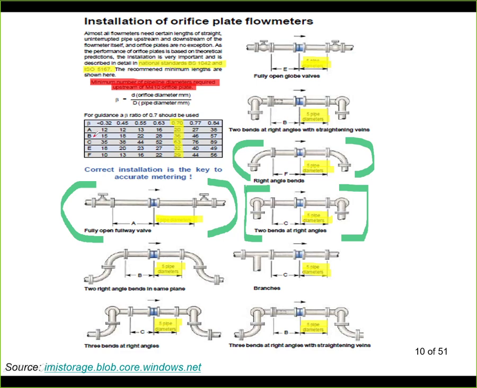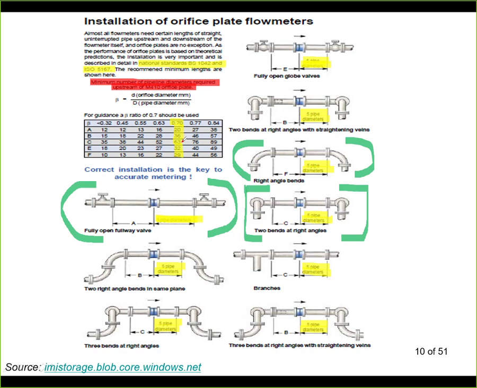For example, if we have this configuration, case C, we have the orifice plate here, and we have two bends at right angles. So the pipe goes like this, and then it goes to the front and then goes to the bottom. And in this case, the minimal distance of this straight section is 63 times the pipe diameter.